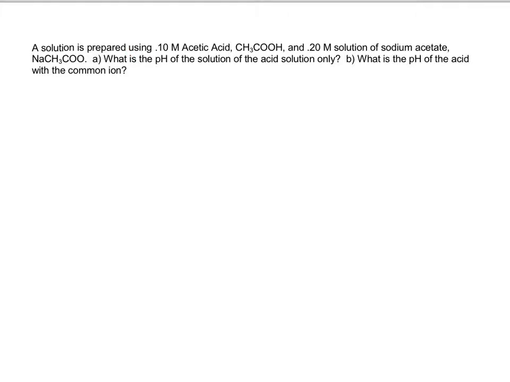So let's start with just the acid by itself. So only the acid. So we know how to do this from last chapter. We would write our acid dissociation equation. And so that dissociates partially into H plus and acetate ion. We're going to do an ice chart.